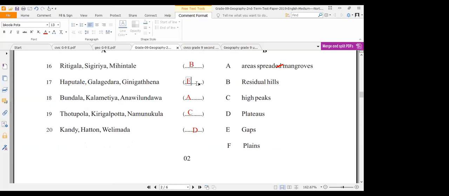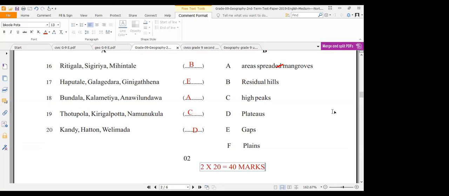Okay, now we have discussed the first paper. You get 2 marks for each correct answer. Multiply by 20. Then how many marks have you got for part 1? Sir, I got 40 out of 40. 40, right. Okay, excellent. Then what about others? 40 out of 40.